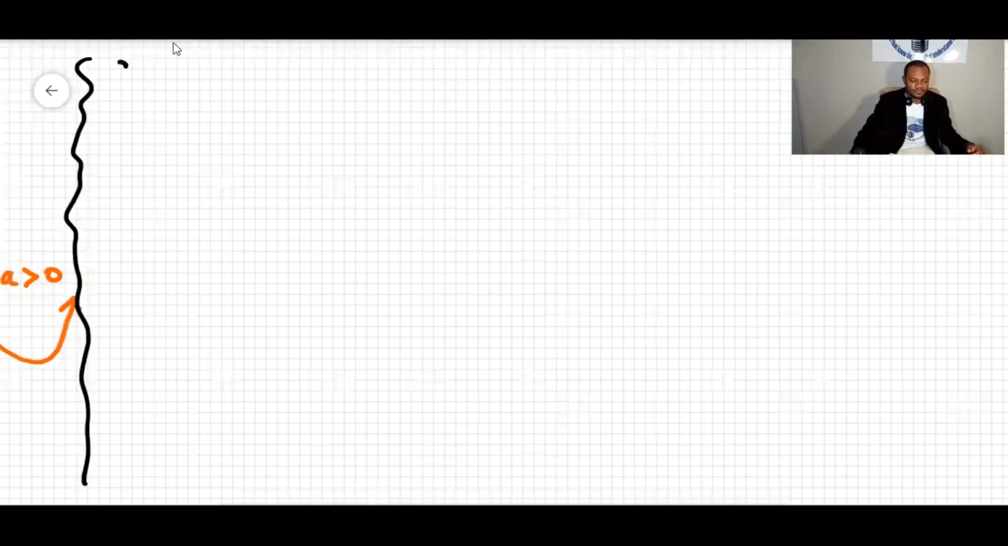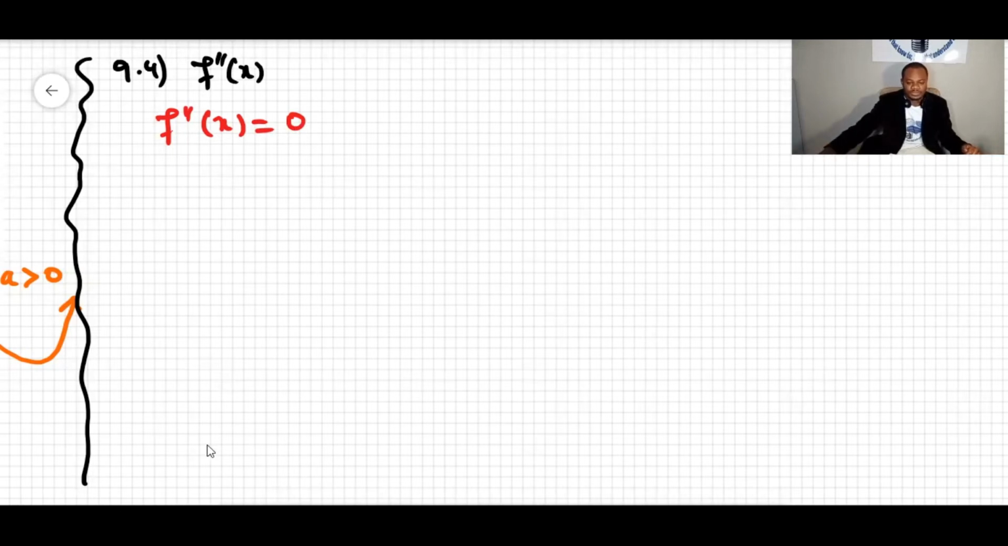So 9.4. The point of inflection is where we need to find the second derivative of f. The condition is when that second derivative of f equals 0. So we're going to set f second, which is f double prime of x, equal to 0.